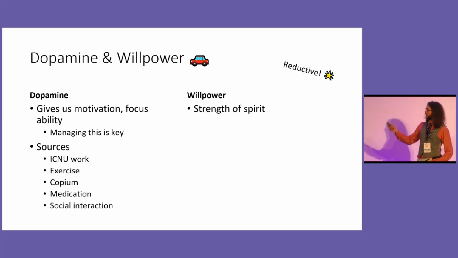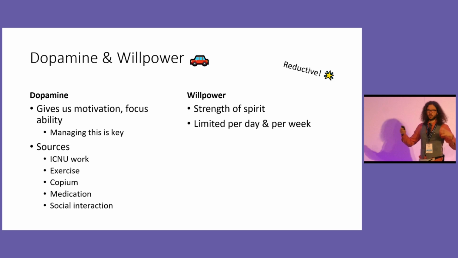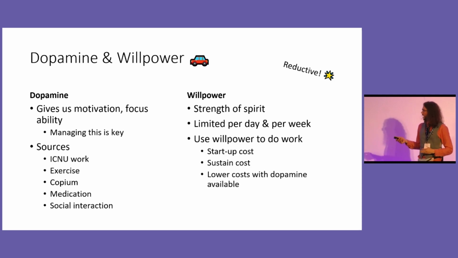And dopamine kind of leads into willpower. Willpower, what I'm calling strength of spirit, or if you know spoon theory, it could be like spoons. You have limited dopamine and willpower per day and per week, and maybe even per lifetime, who knows? How I'm reckoning with this is that you use your willpower to do work. The way I think of it is each task has a startup cost and then a sustained cost. If your work is stimulating, then your costs are going to be lower. If you have dopamine in your system, it's going to be lower cost.